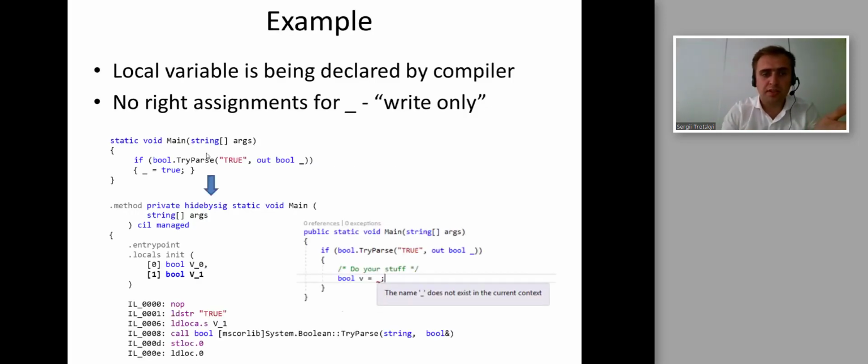So, an example of discards. You see static void Main, you see TryParse methods, and this underscore is treated by the compiler as a discard. It means that it does not care about the actual value of the parsing. For example, if we just need to check whether this string can be parsed, we can use this construction with a discard.